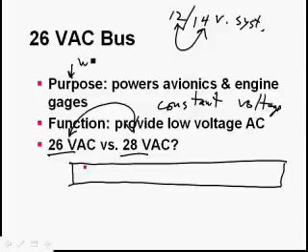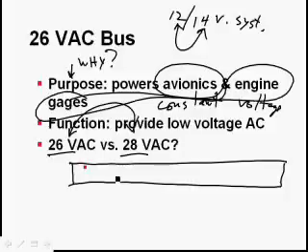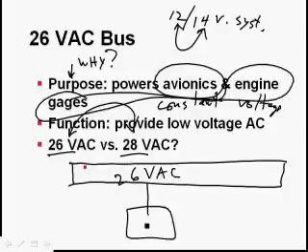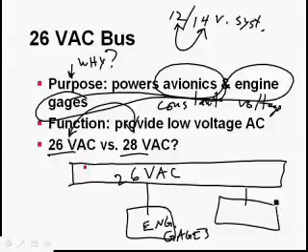Why do we have this type of bus bar on the aircraft? Typically avionics and engine gauges are going to be powered off of this 26 volt AC. So we can have engine gauges, and it's also very common to run avionics off of a 26 volt AC system.